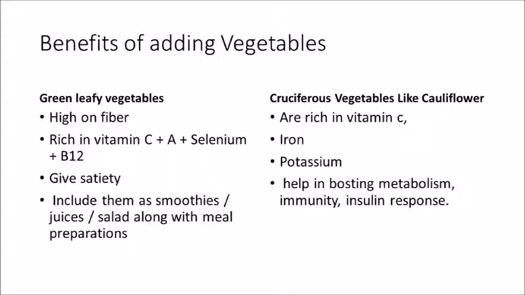Vegetables basically give you satiety. You can think like this: instead of taking one bowl of chips, take one bowl of tossed or stir fried vegetables. They both will have a different effect in your digestive system and how you feel after consuming those foods. Cruciferous vegetables like broccoli, cauliflower and cabbage are also rich in vitamin C, iron and potassium, and they help you in boosting metabolism, immunity and overall insulin response.